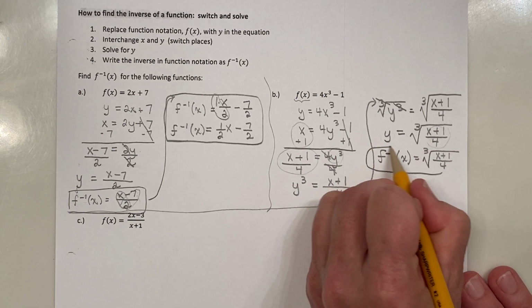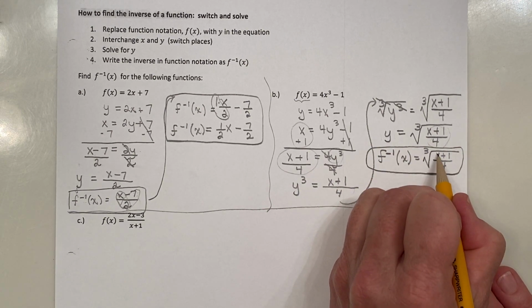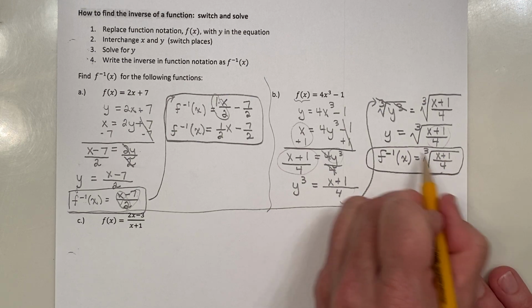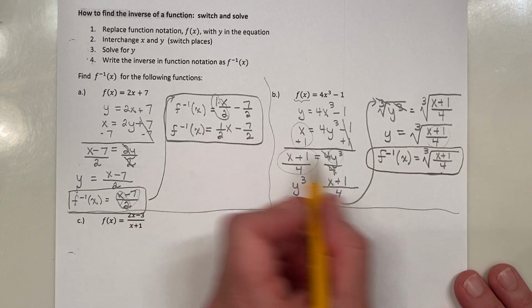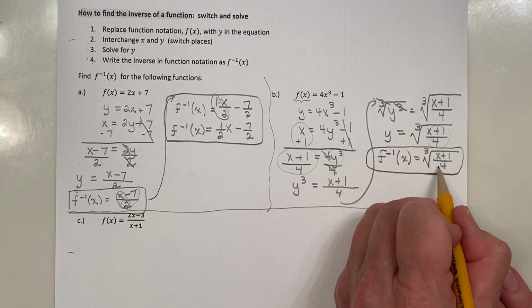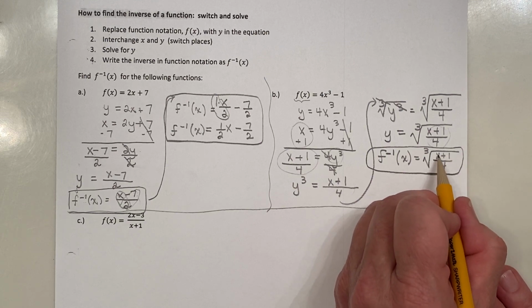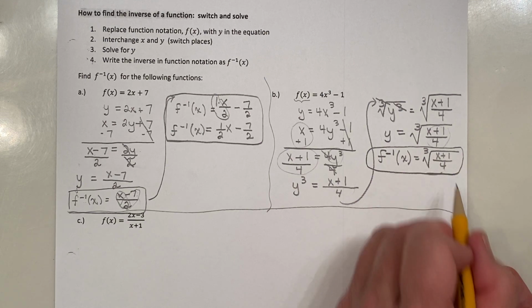And I would say that that's probably the way it's going to be accepted here, unless you want to separate this fraction like we did in the first example right here, but just make sure that you keep everything underneath the radical if you do separate and put x over 4 and 1 over 4.